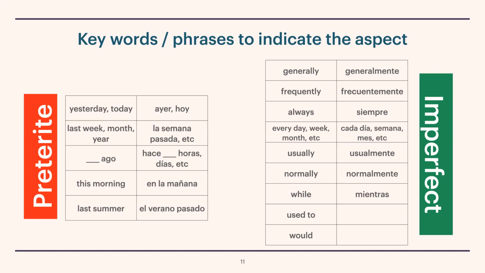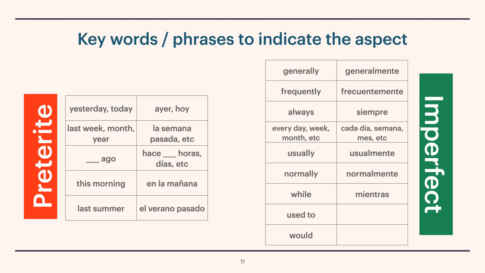Here are some other keywords or phrases that indicate the aspect of these two forms of a past tense conjugation. The preterite tense on the left is anything that really gives specific time constraints. So yesterday, today, last week, last month, so many days or hours ago, this morning, last summer. And then you have some Spanish equivalents. Those indicate a preterite conjugation.